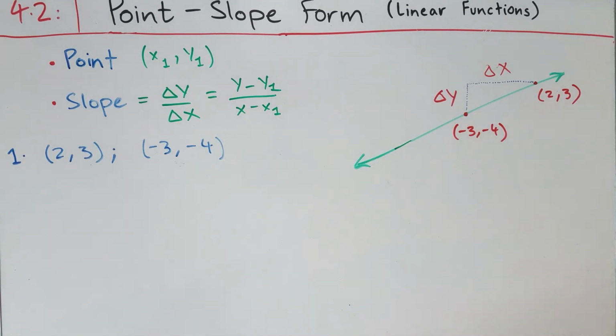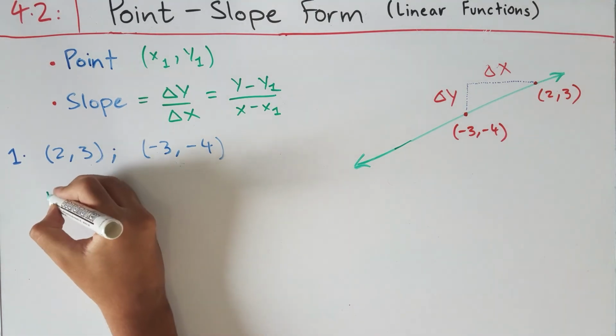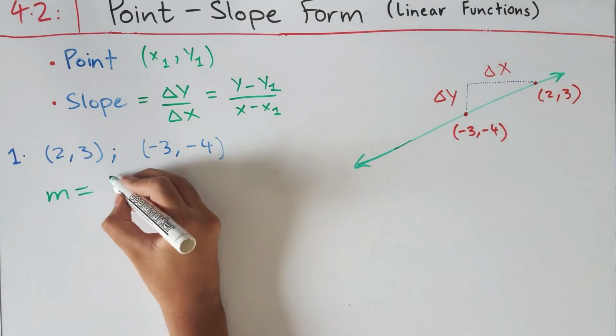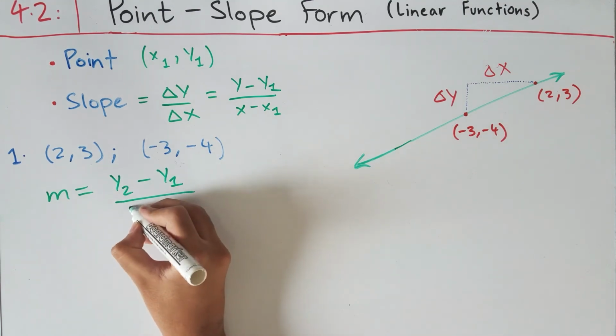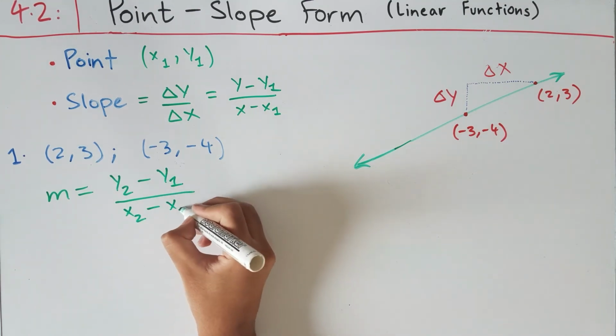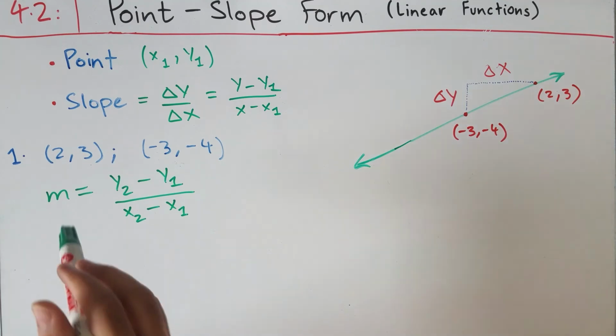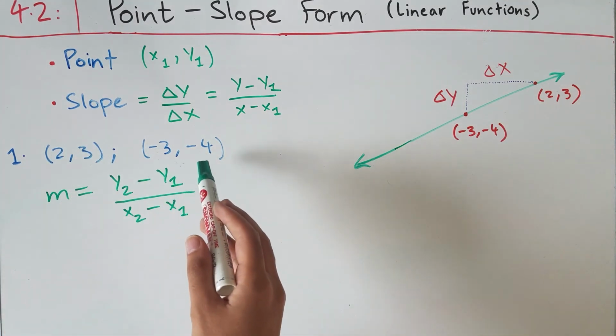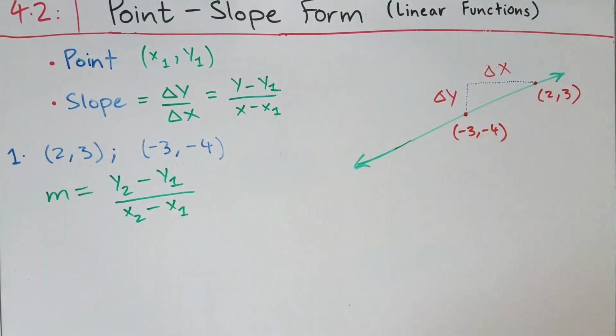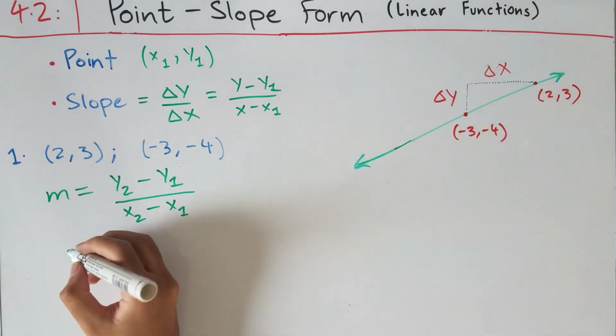To find the slope between these 2 points, we know that we can use the slope formula denoted by the letter m, which equals the second y minus the first y value, all divided by the second x value minus the first x value. Let's say that the point 2, 3 is given by x1, y1, and the second point is given by x2, y2. So let's begin substituting values in this formula and see what the slope m turns out to be.